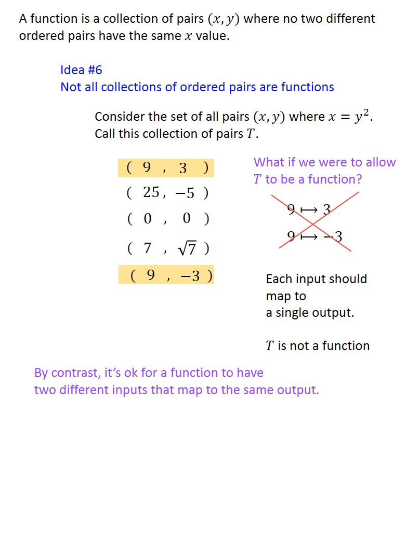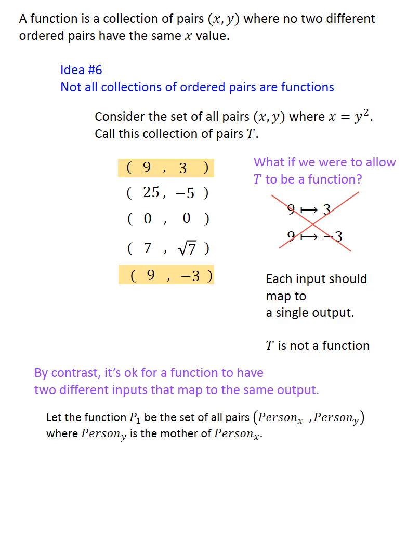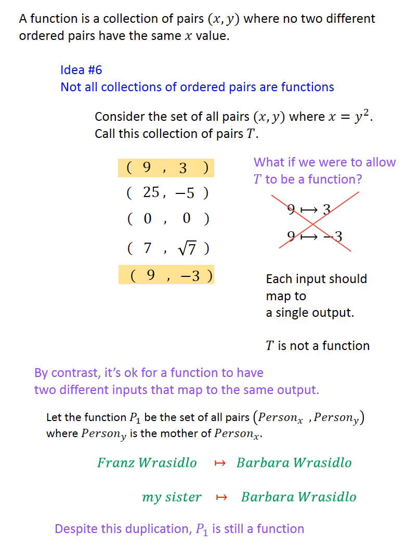By contrast, it is okay to have two different inputs that map to the same output. For example, take the mother function that we examined earlier. In that function, we saw that it contained these two ordered pairs. Restated, both me and my sister map onto our mother, and that's the way this mother function was written. For that reason, you can see that two different inputs map onto the same output. This is fine, and despite this duplication, P1 is still a function. In other words, it's okay for two different inputs to map to the same output. It is not okay for two different outputs to map to the same input.